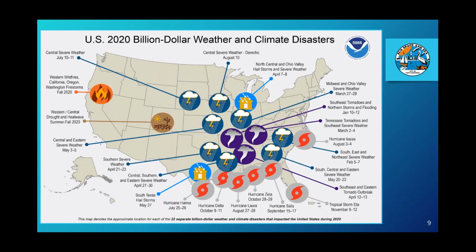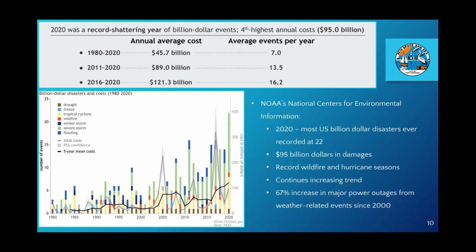2020 was a stark reminder of the challenges we are facing, with a record number of billion-dollar weather and climate-related disasters being recorded by NOAA's National Centers for Environmental Information at 22. Together, these 22 disasters resulted in $95 billion in damages, continuing an increasing trend of not only more disasters being observed, but higher associated damage cost totals. 2020 was the 4th highest ever recorded in terms of damage costs, the highest being observed in 2017, when weather and climate-related disasters cost the nation over $300 billion.